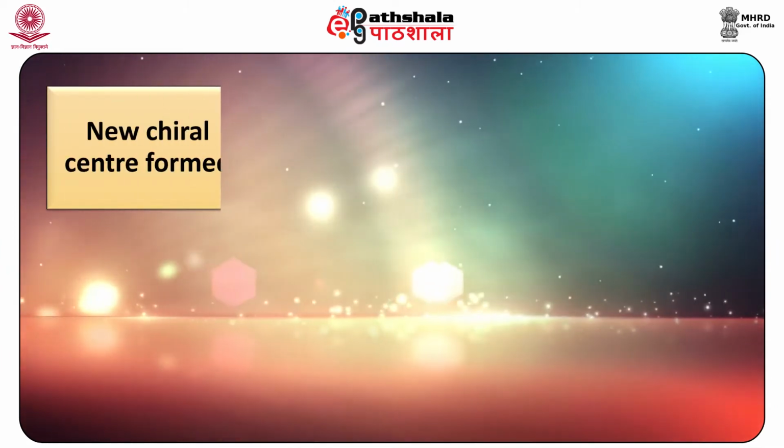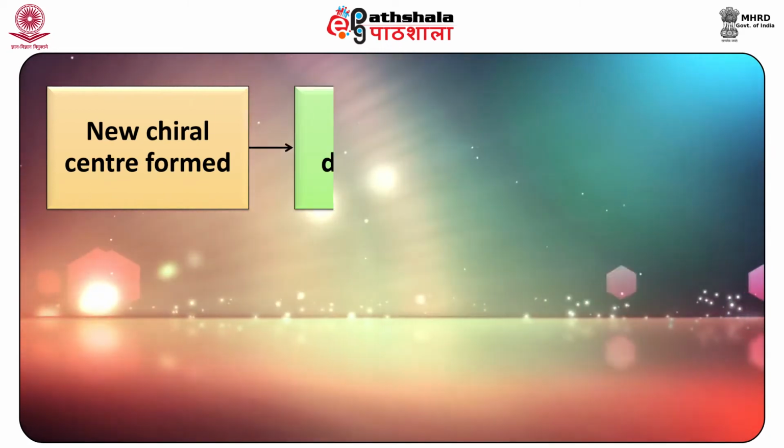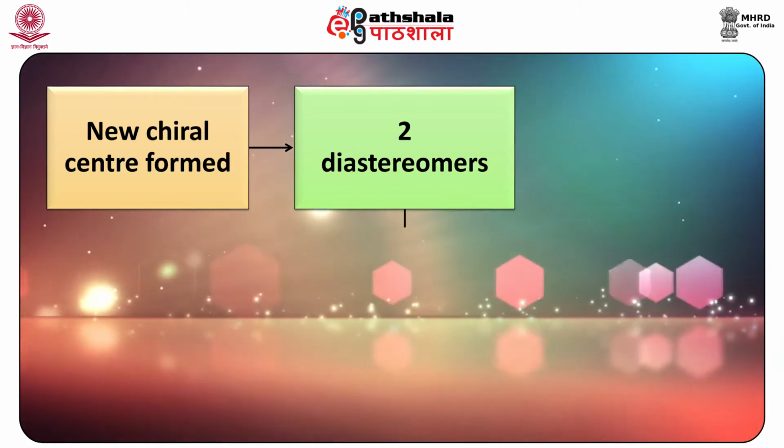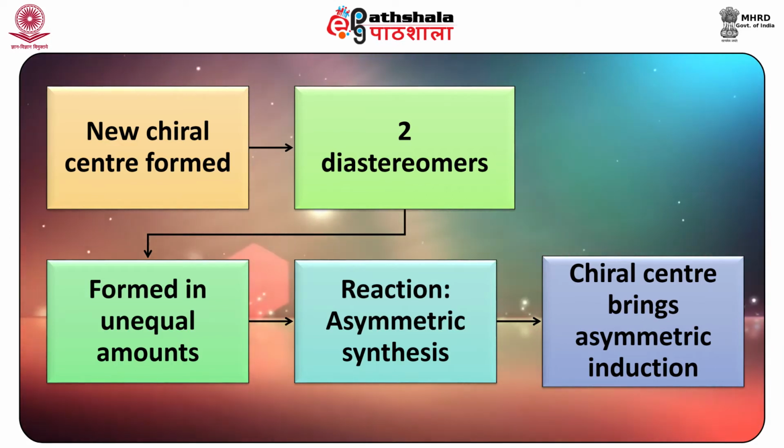When a new chiral center is formed in a molecule which already contains one or more, two diastereomers are formed in unequal amounts. The reaction is known as asymmetric synthesis and the existing chiral center or centers bring about asymmetric induction. A few empirical rules have been proposed, depending on the substrates, which correlate the configuration of the newly created chiral center in the preponderant diastereomer with that of the existing one.